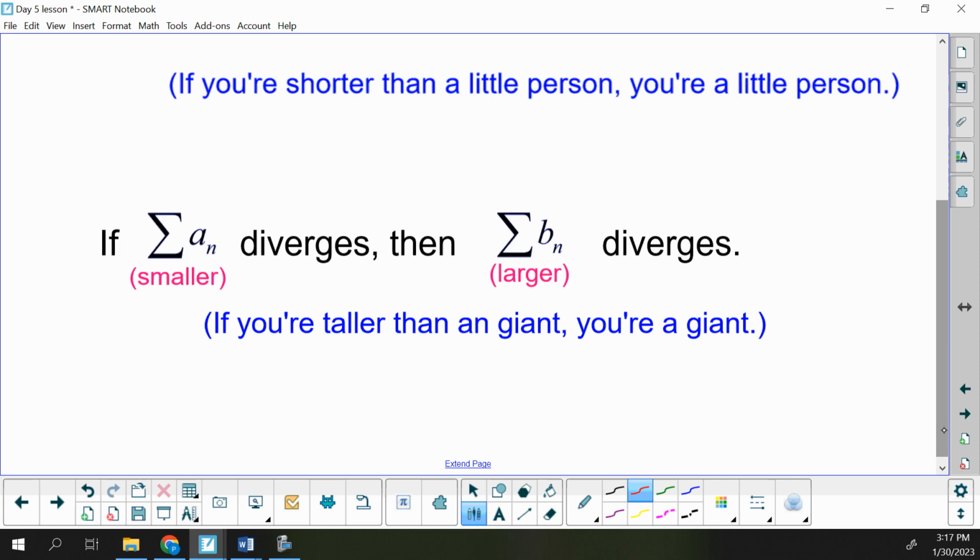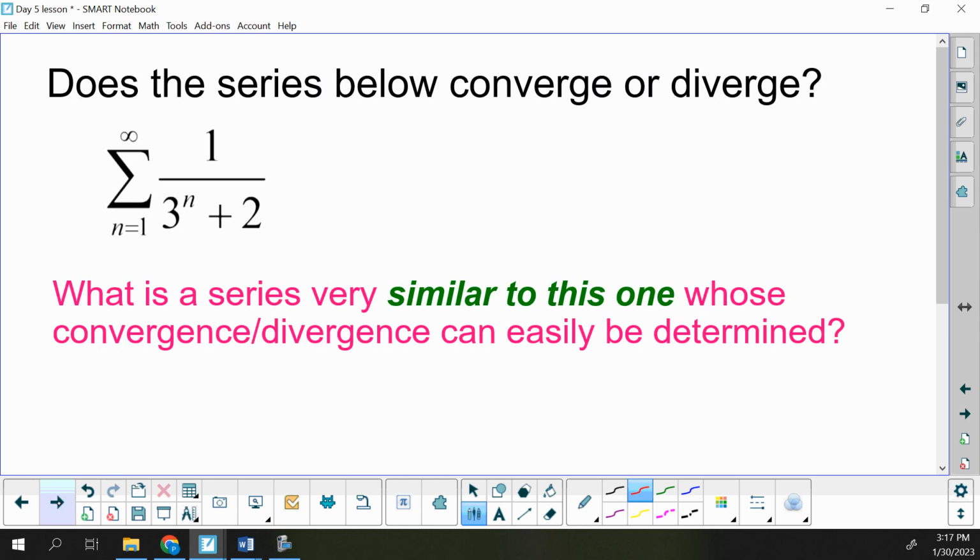So the reverse would be, let's say we knew the small one diverged. If anything diverges, anything bigger than it will also diverge. So if the sum of A_n diverges, then the sum of B_n would have to also diverge. So if a series is converging, anything we know smaller than it will also converge. And if a series is diverging, anything larger than it will also diverge. And that's the idea of the direct comparison test.